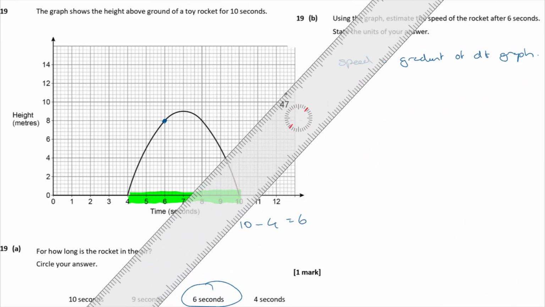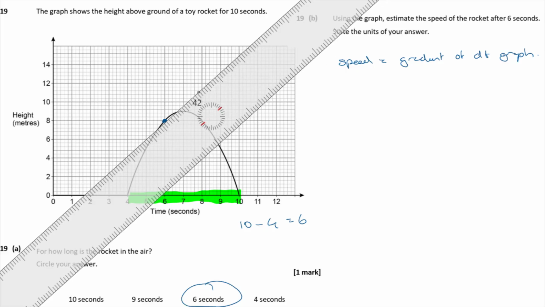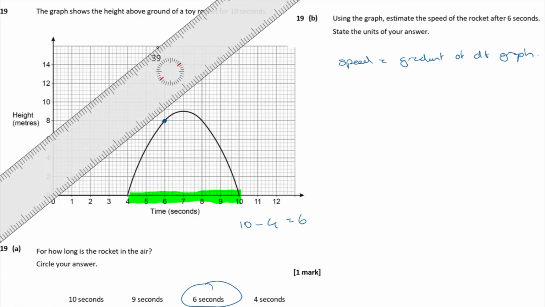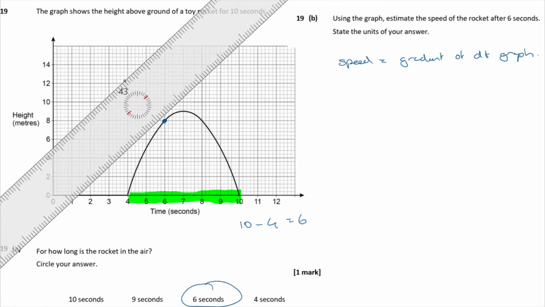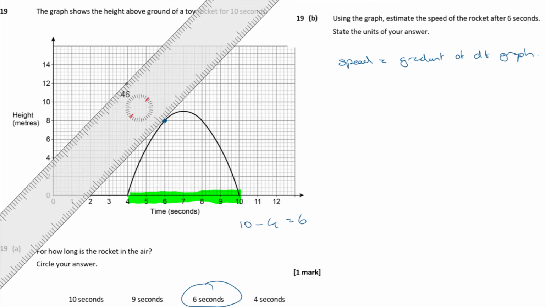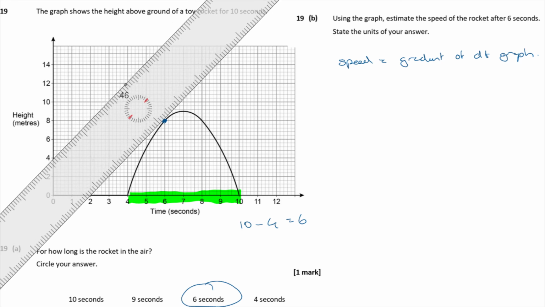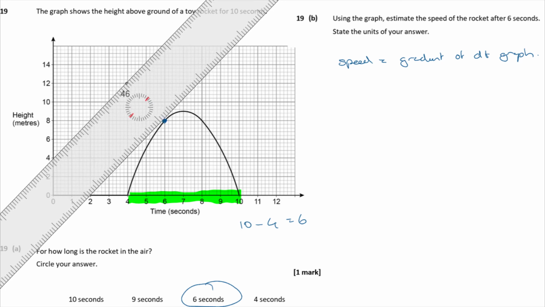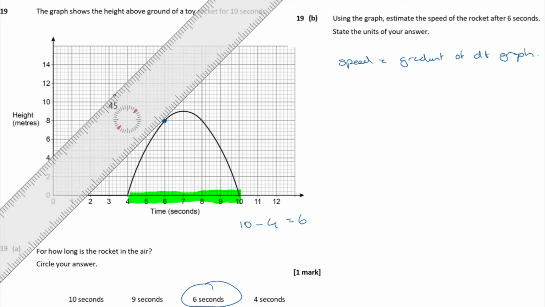So what we need to do first up is to draw a tangent to our curve. If you take a ruler and nudge it up against the curve so it just touches the curve at the point you're interested in, which I already marked on the diagram, that is what we call a tangent to the curve. We're going to draw that on.